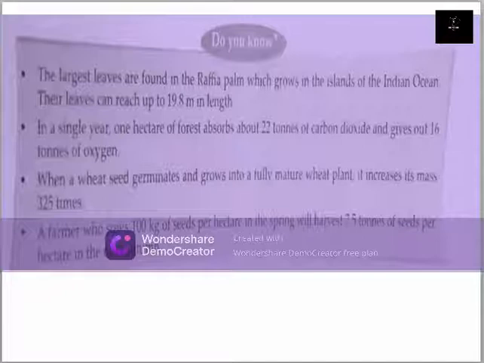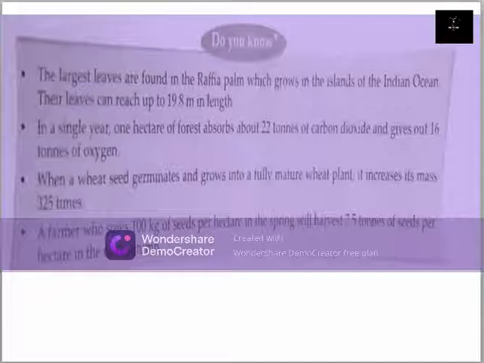Their leaves can reach up to 19.8 meters in length. Next point is, in a single year, 1 hectare of forest absorbs at least 22 tons of carbon dioxide and gives out 16 tons of oxygen. This is what we absorb through breathing.